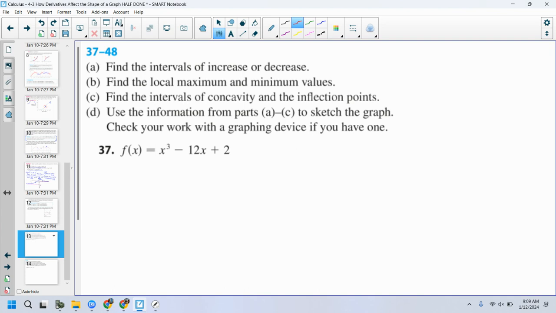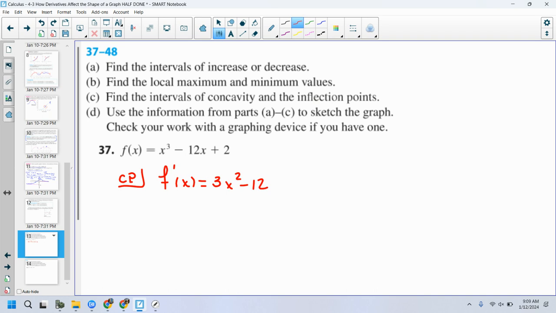Find the intervals of increase and decrease. Okay, I have to do the ID test, right? Intervals of increase and decrease. That means I've got to find the critical points. So the critical points are where the derivative is equal to 0. So let's find the derivative. 3x squared minus 12. Super easy derivative, right? 3x squared minus 12.